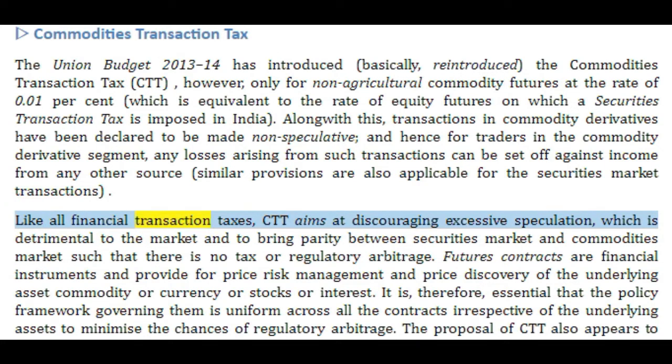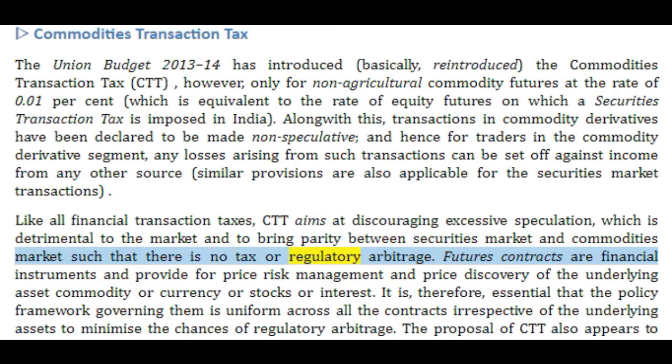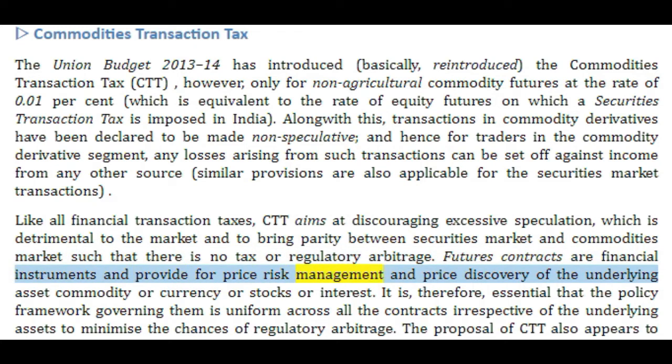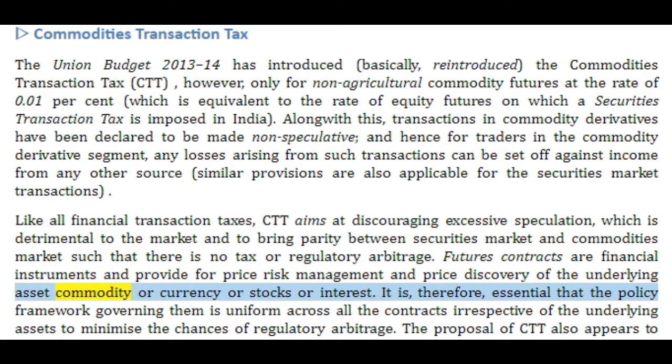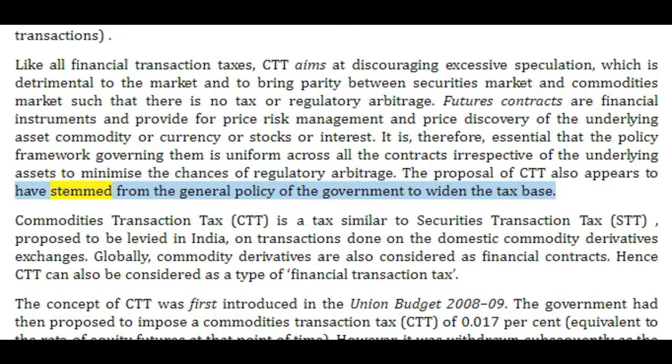Like all financial transaction taxes, CTT aims at discouraging excessive speculation, which is detrimental to the market, and to bring parity between the securities market and the commodities market such that there is no tax or regulatory arbitrage. Futures contracts are financial instruments and provide for price risk management and price discovery of the underlying asset, commodity or currency or stocks or interest. It is, therefore, essential that the policy framework governing them is uniform across all the contracts irrespective of the underlying assets to minimize the chances of regulatory arbitrage. The proposal of CTT also appears to have stemmed from the general policy of the government to widen the tax base.